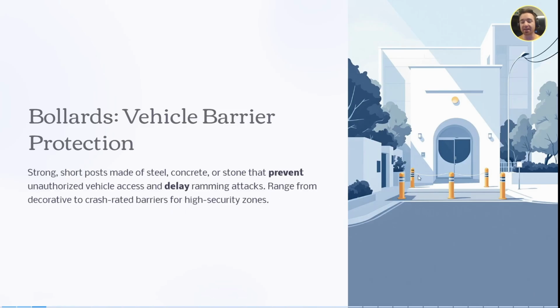delay any ramming attack. So if there's a vehicle that wanted to ram through here or go through any particular passageway, these bollards would stop them. They would smash right into them and it would stop them in their tracks. Essentially, that's what you need to know. If you want to stop vehicles, you'd use bollards.